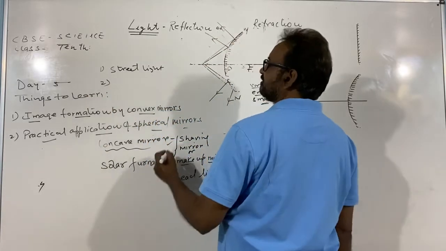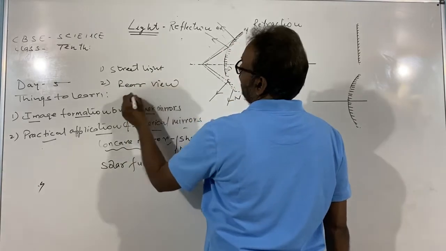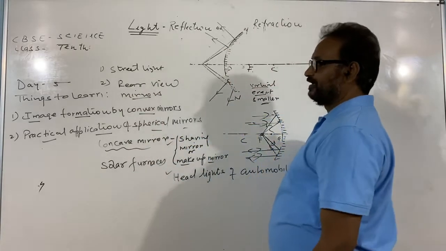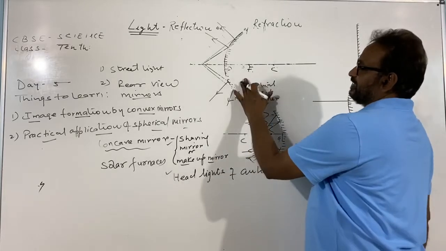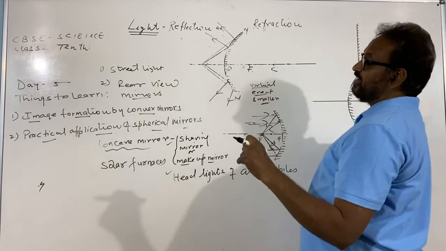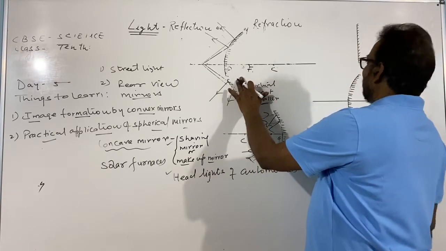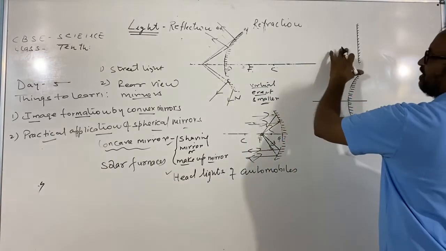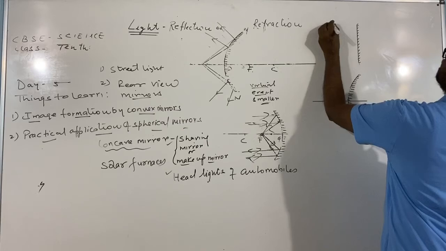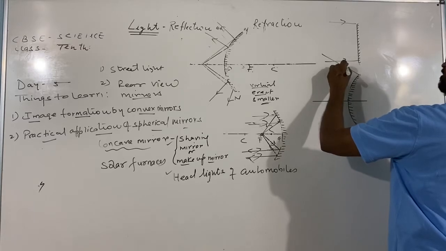Convex mirror is also used as a rear view mirror in automobiles. The convex mirror used in automobiles enables the driver to see the traffic behind him without turning his head. A plane mirror can also be used as a rear view mirror, but its field area is small as compared to the convex mirror.